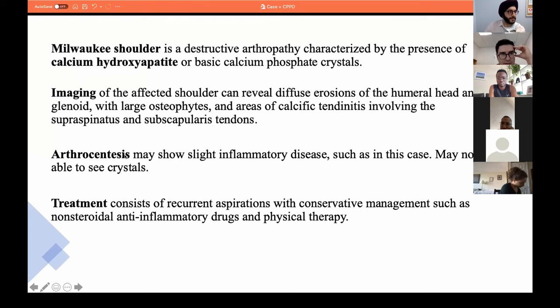Arthrocentesis, as we mentioned in the case, showed only 500 leukocytes, so a slight degree of inflammation to no inflammation. And as far as treatment, these patients will come recurrently to the clinic. You need to aspirate, treat with NSAIDs.